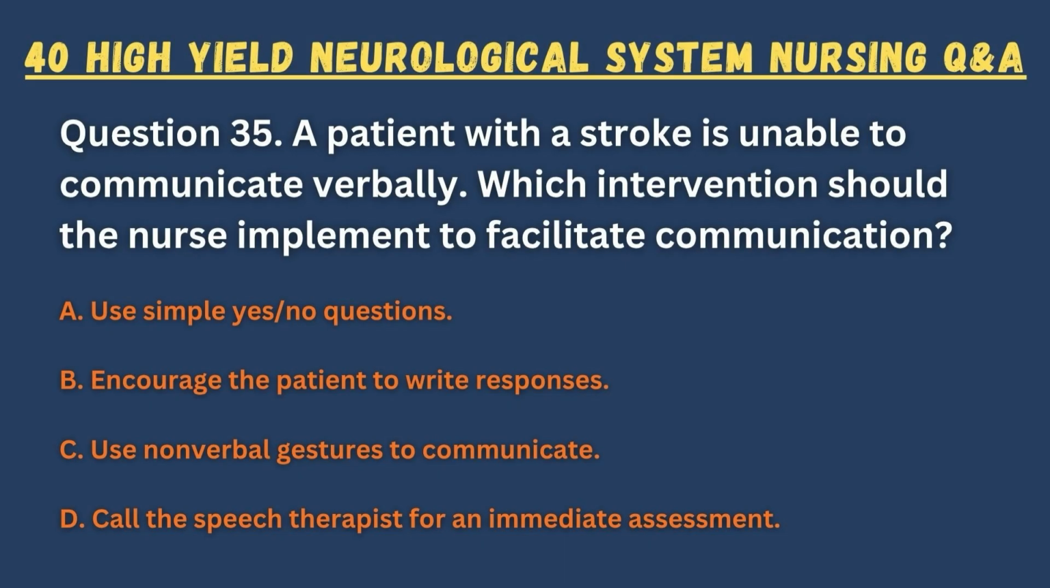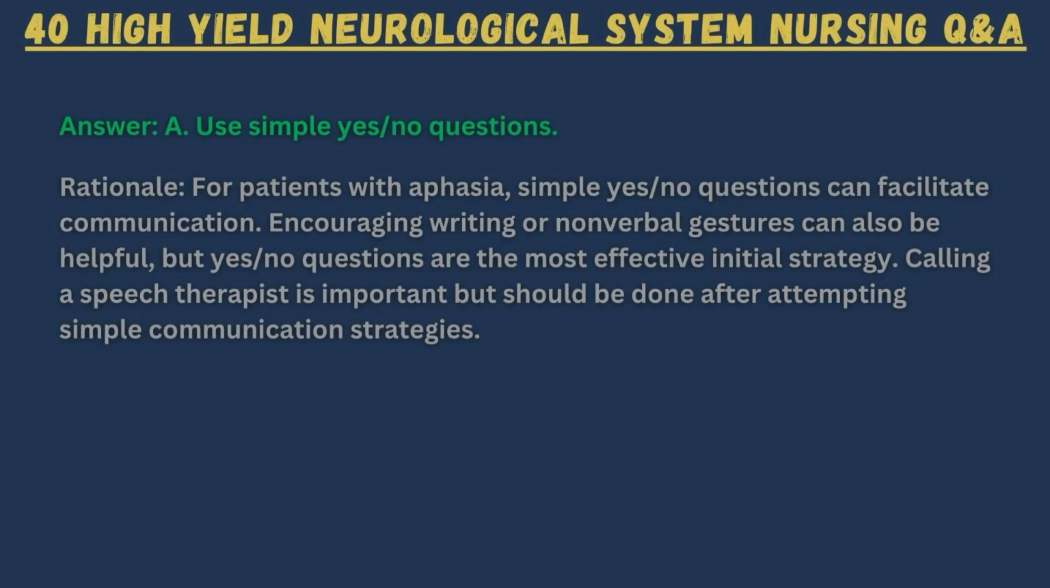Question 35. A patient with a stroke is unable to communicate verbally. Which intervention should the nurse implement to facilitate communication? A. Use simple yes or no questions. B. Encourage the patient to write responses. C. Use nonverbal gestures to communicate. D. Call the speech therapist for an immediate assessment. Answer: A. Use simple yes or no questions.